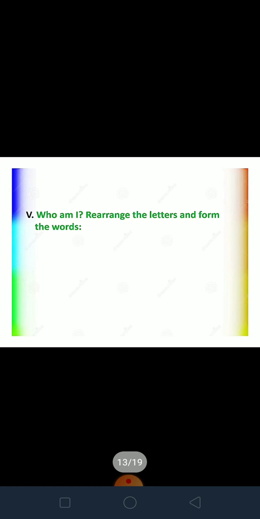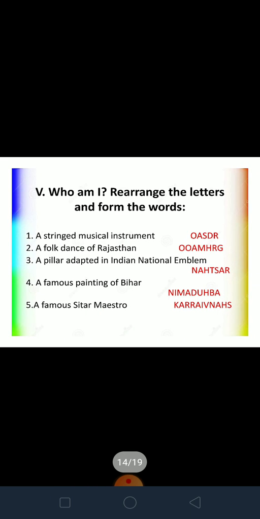Next is who am I? Rearrange the letters and form the words. First one, I'm a stringed musical instrument, OESDR. It becomes Sarod, SAROD. It's a very unique instrument to India. A folk dance of Rajasthan, OOAMHRG. It is Ghumar, GHOOMAR. A pillar adapted in national emblem.